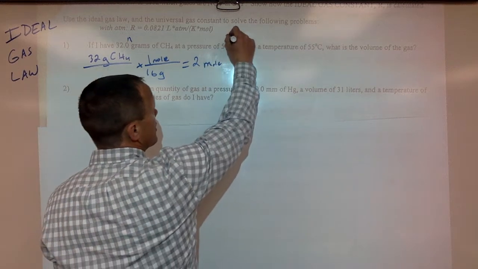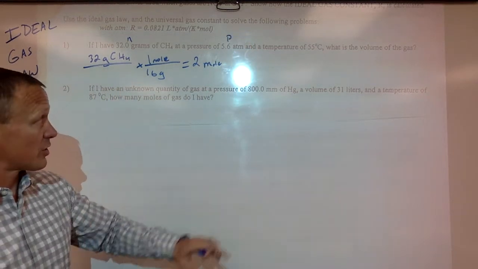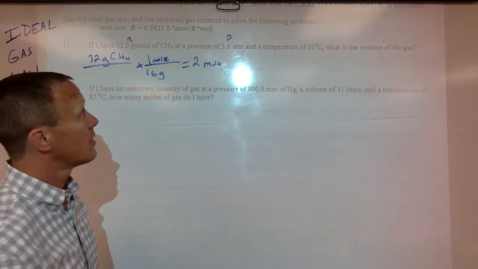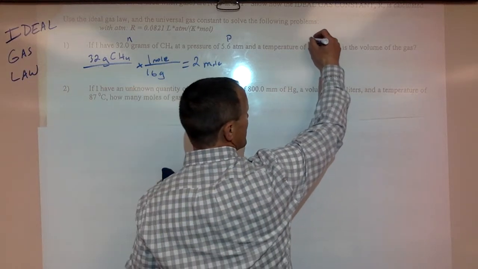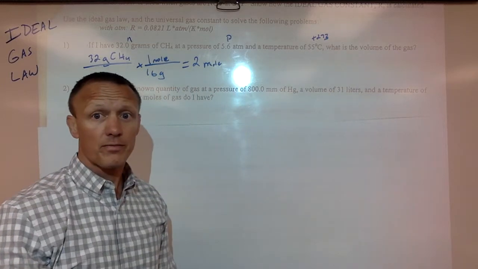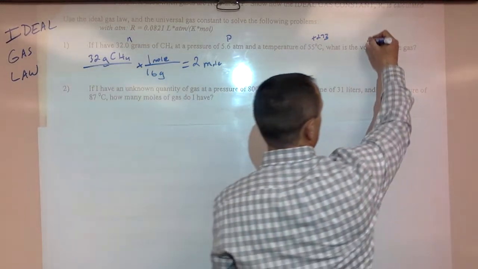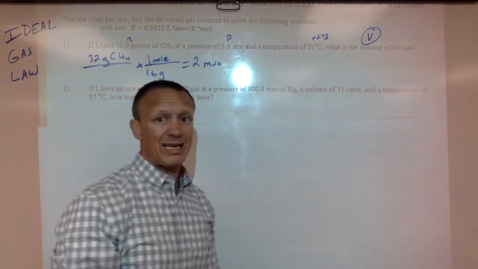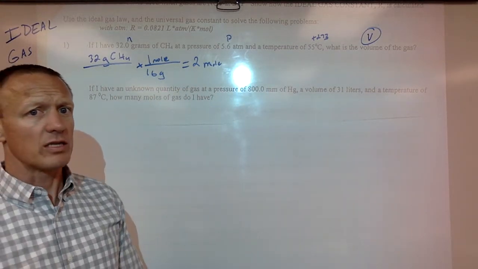Here's our pressure in atmospheres. Pressure always has to be in atmospheres, so if a value is not in atmospheres, we'll have to change it. Temperature has to be in Kelvin, so we need to add 273 to the 55. And it's asking for the volume of gas, which will be in liters. Volume is always in liters.